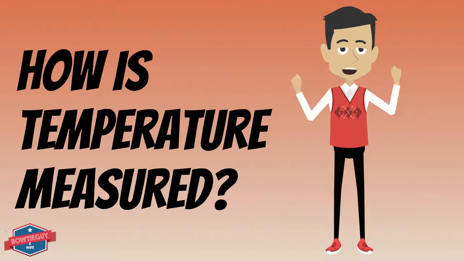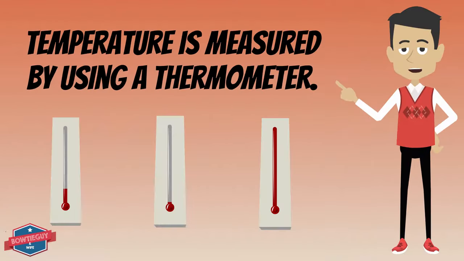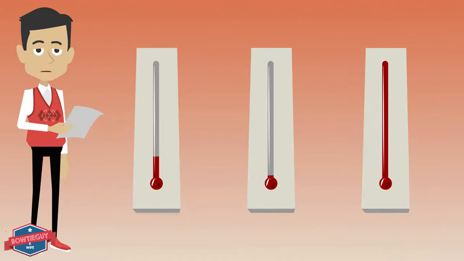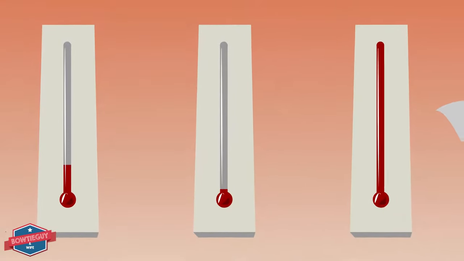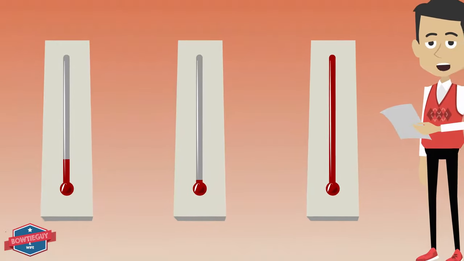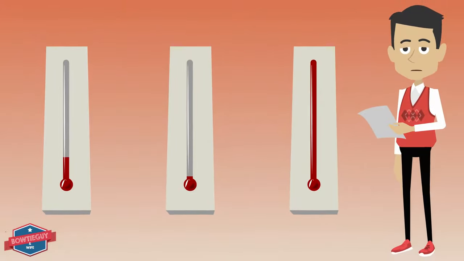How is temperature measured? Temperature is measured by using a thermometer. A thermometer is a device that measures temperature. If you look at these thermometers here, the more liquid that is within a thermometer, the higher the temperature is. Thermometers typically use mercury, which is a metal, or alcohol, both of which expand when heated and contract when cooled.